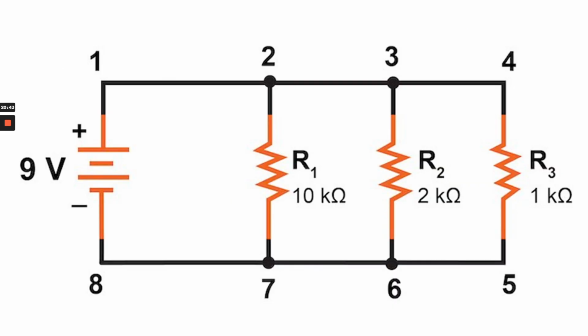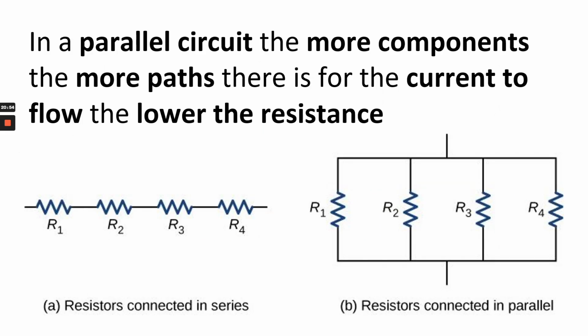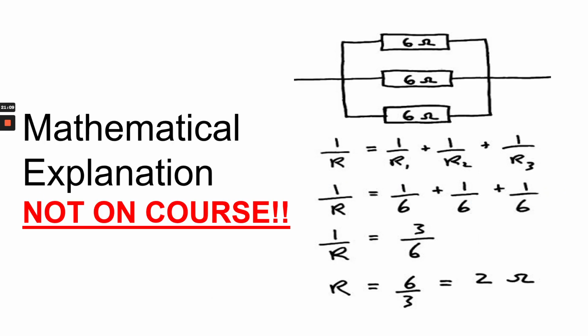Here I see we're into kilo ohms, so the resistance will be less than 1 kilo ohm, or less than 1000 ohms. Why? Because the electrons just have more paths to follow. The more paths you add, the lower the resistance. Whereas in a series circuit, the more components you add, the higher the resistance, because the electricity has no choice but to go through them. So parallel circuits are far superior.